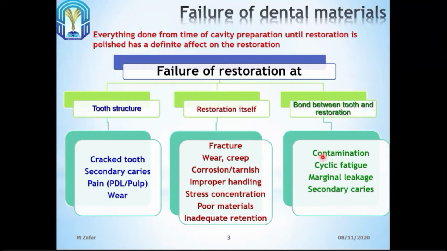So what is the importance? The importance is we should treat the related issue. If it is from the tooth or it is from the filling, we can manage or we can treat the cause.